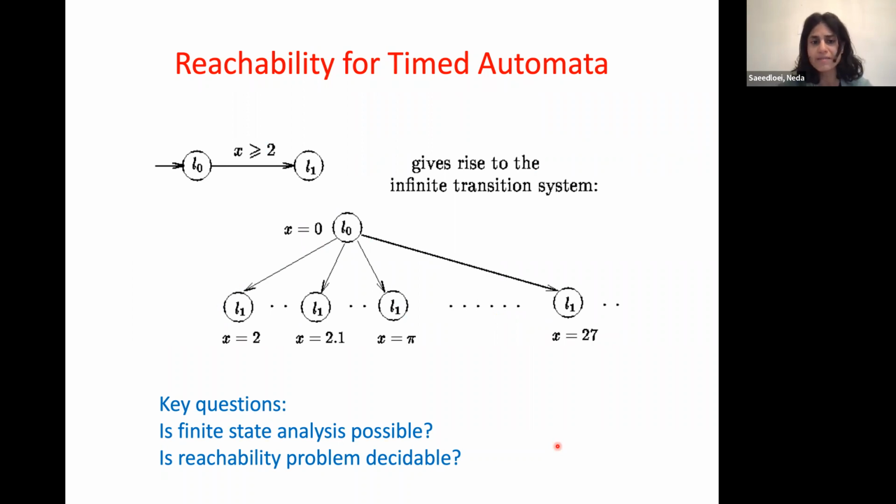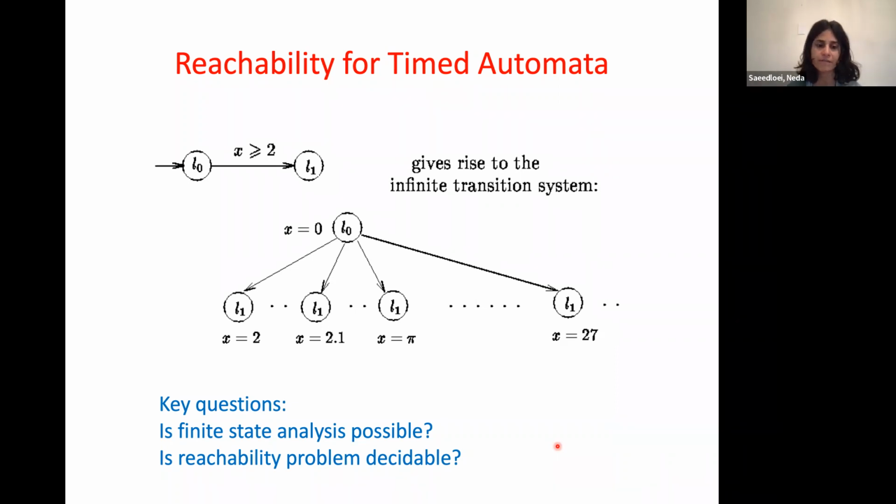Let us consider a very, very simple case where we have only two locations, L0 and L1, and the guard on the transition from L0 to L1 is x greater than or equal to 2. Such a very simple automaton gives rise to an infinite state transition system. So you see from L0, when the initial value of clock x is 0, we have an infinite number of transitions possible just because time can take an infinite number of values.